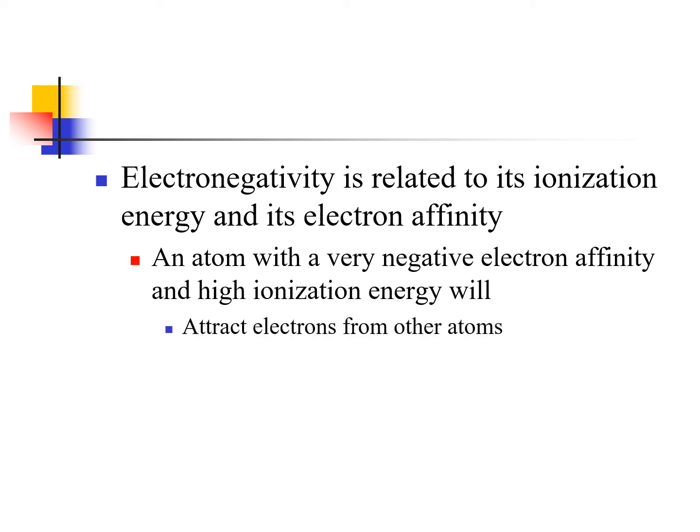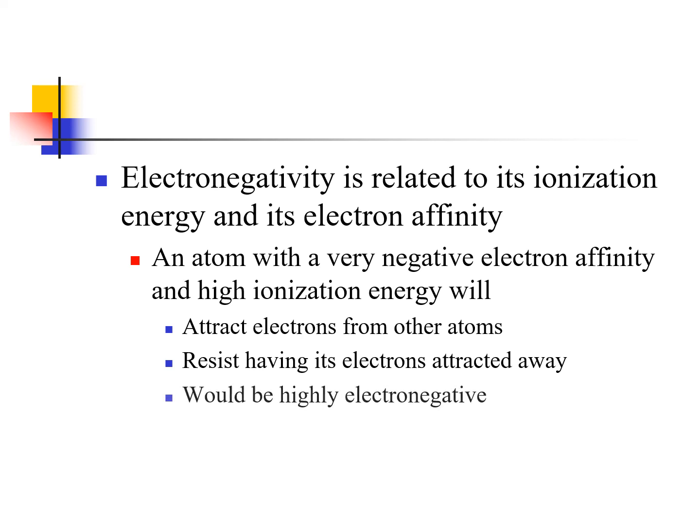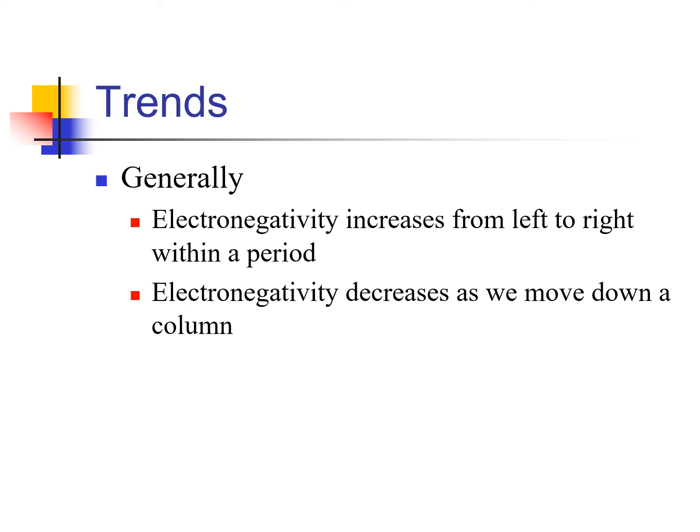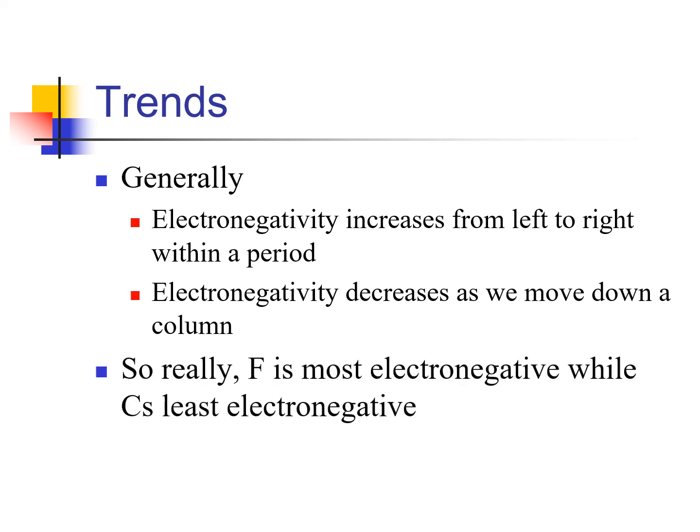to attract electrons from other atoms and resist having its electrons attracted away, which means very high electronegativity. General trends: electronegativity increases from left to right, and electronegativity decreases as we move down.